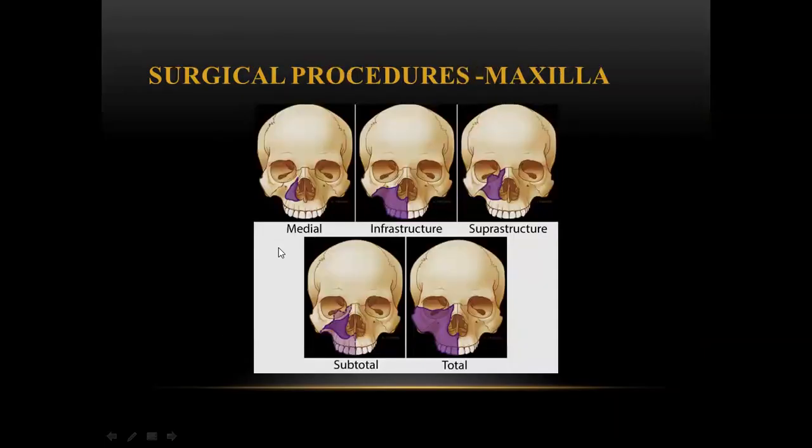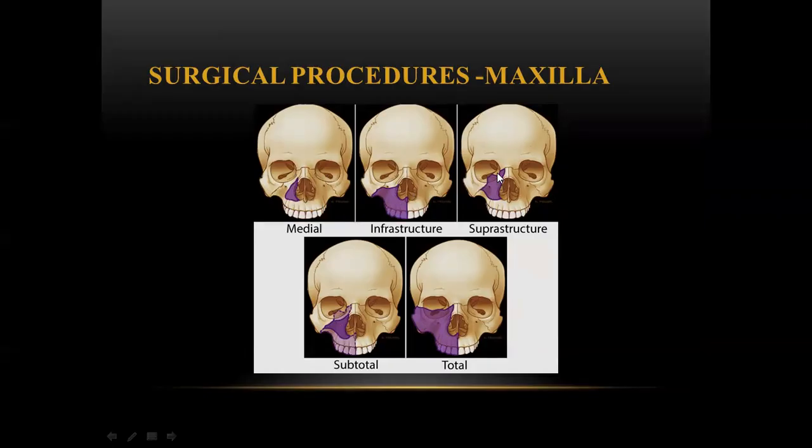Coming to the surgical procedures involving the maxilla, maxillary procedures include medial maxillectomy, infrastructure, suprastructure, subtotal, and total. What is medial maxillectomy? In medial maxillectomy, the part of the maxilla next to the nose is removed, but the eye and the hard palate are preserved. Whereas in infrastructure maxillectomy, we remove the lower part of the maxilla along with the hard palate. In suprastructure maxillectomy, the upper part of the maxilla and the floor of the orbit are removed.